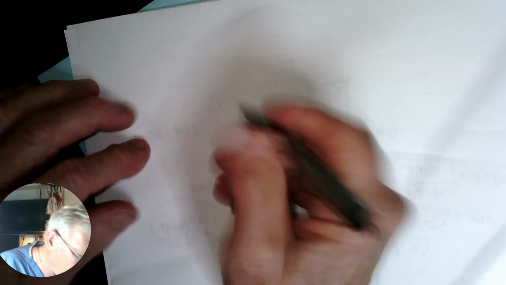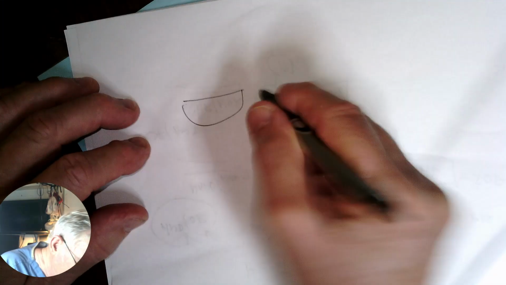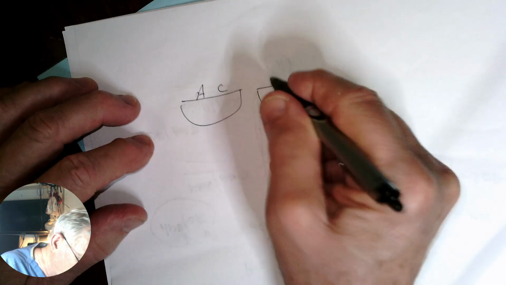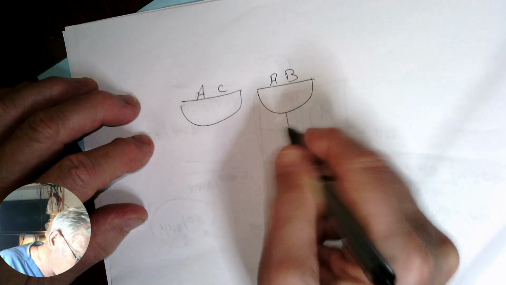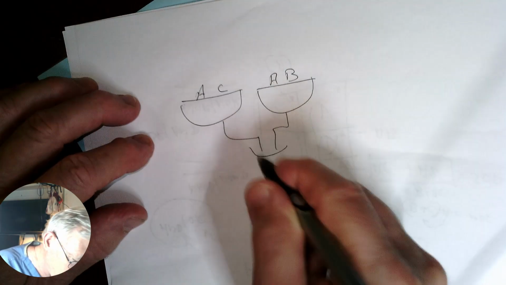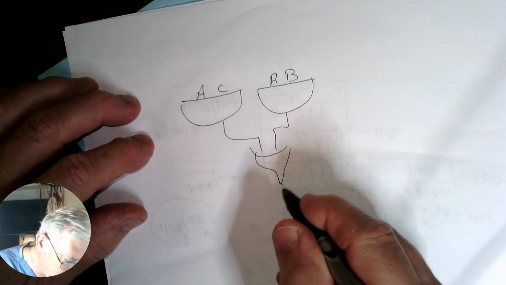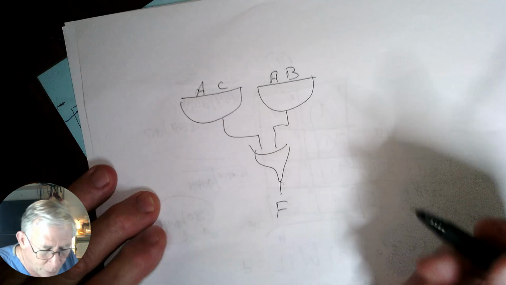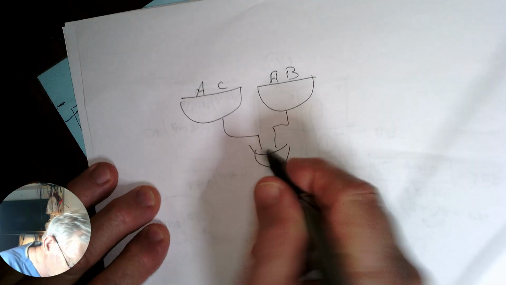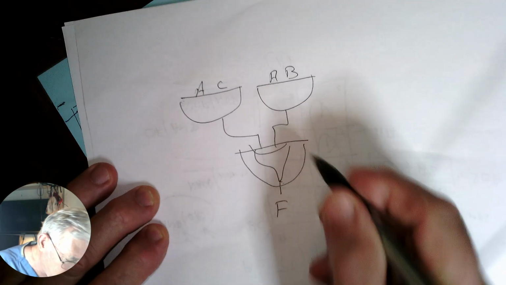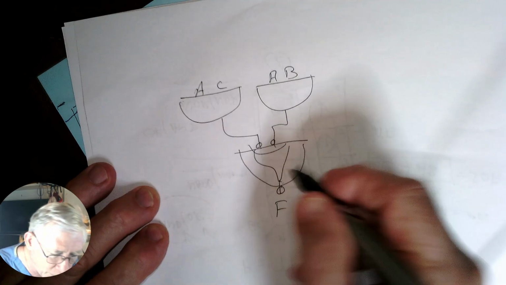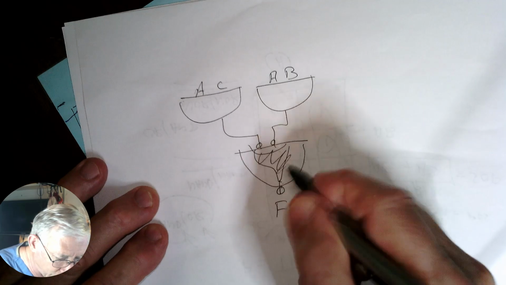Okay, so I have this equation, and I have AC and AB, and they both go into an OR gate, and that's my F coming out. Now, all I have to do to swap this out is I take an AND gate and I pop it in here, and I put bubbles on the inputs and the outputs. So that's my alternative symbol for this OR gate.